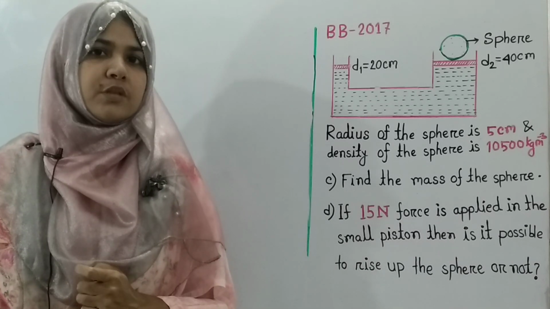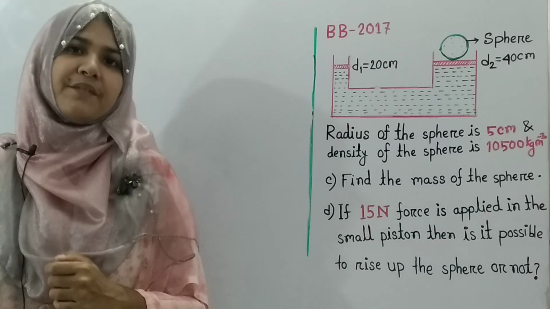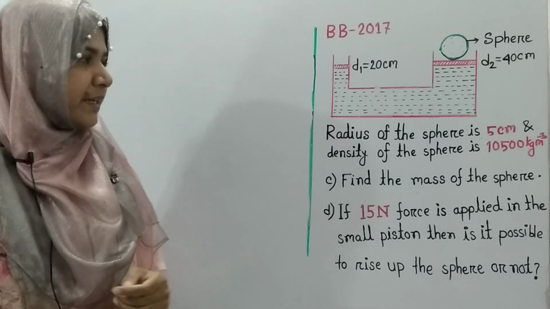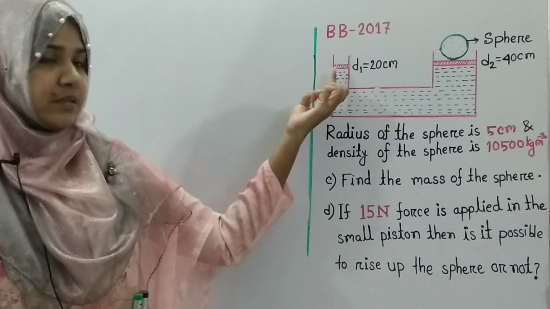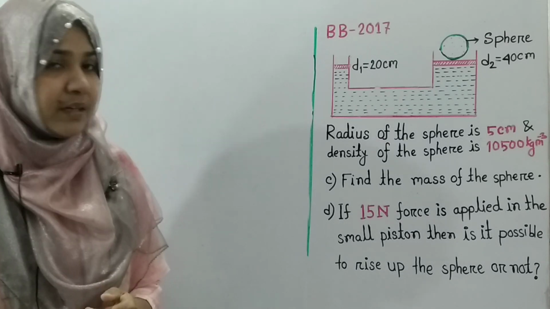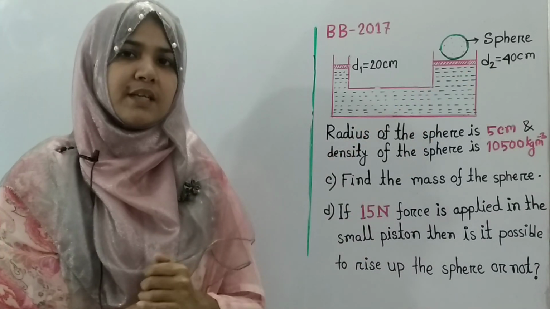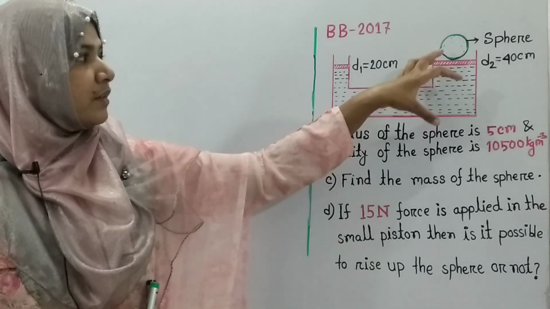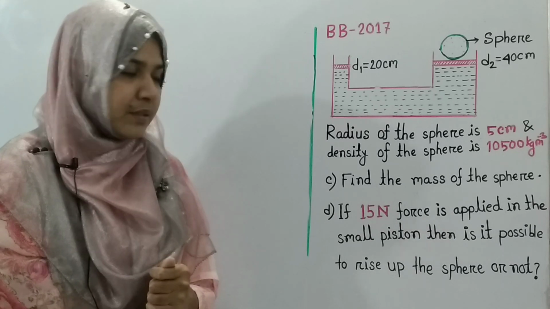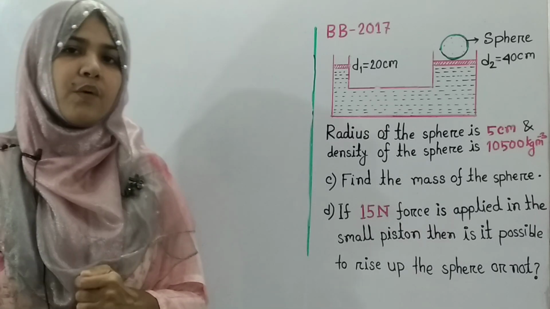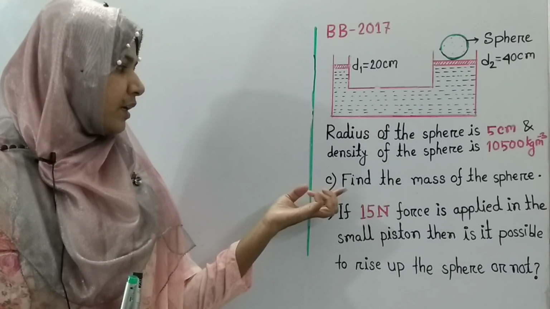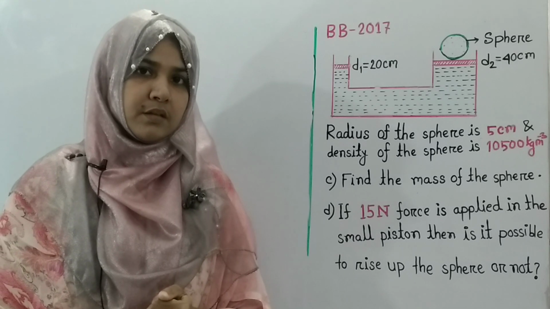Our first creative question is from Borishal Board 2017. Here you can see that there's a diagram of a hydraulic press machine. The diameter of the smaller piston is D1 equals 20 cm and the diameter of the larger piston D2 equals 40 cm. And there's a sphere on the larger piston. Radius of the sphere is 5 cm and density of the sphere is 10500 kg per meter cube. Now question number C, find the mass of the sphere.